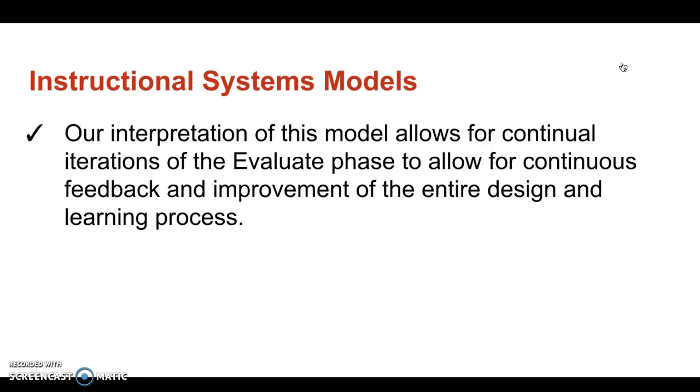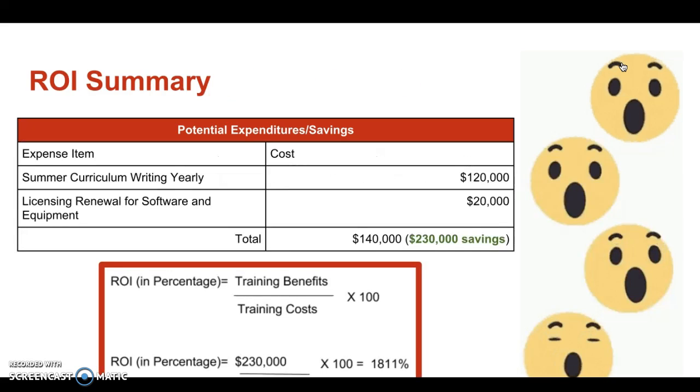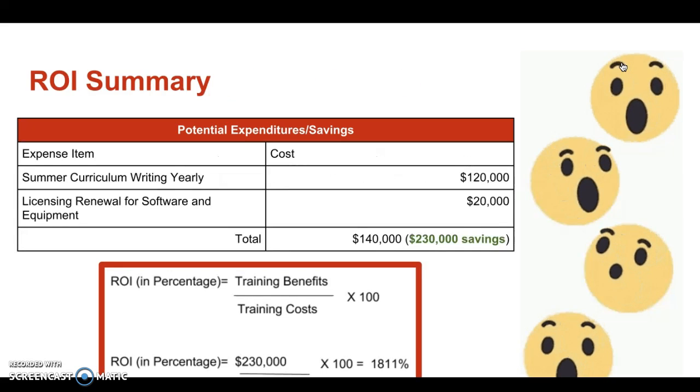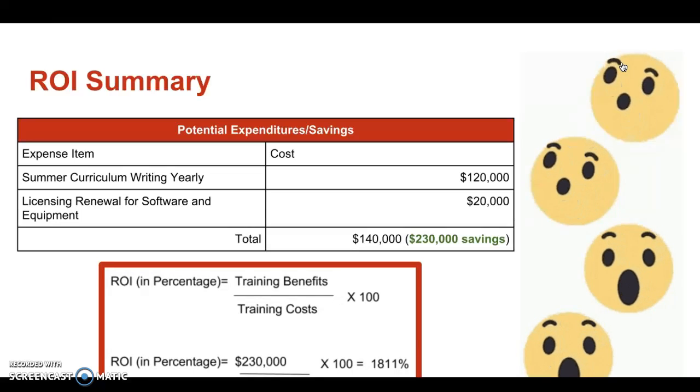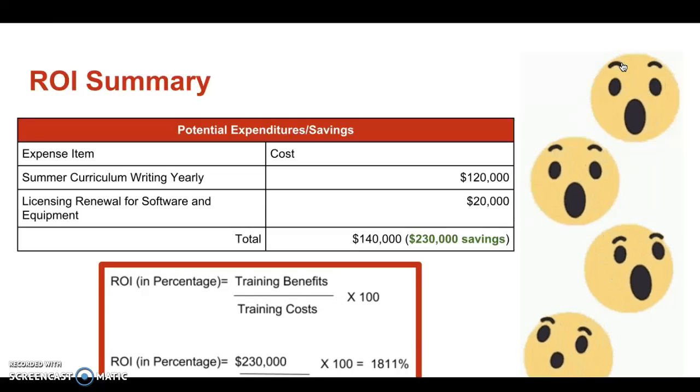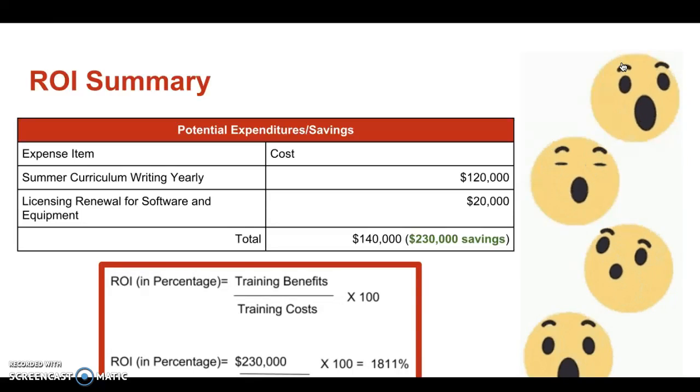The instructional systems model that we have selected, again, allows for continual iterations of the evaluation phase, and that way we can get continuous feedback and improvement in the learning process. Here's some information as we go through the ADDIE process. Real quick, our return on investment summary.